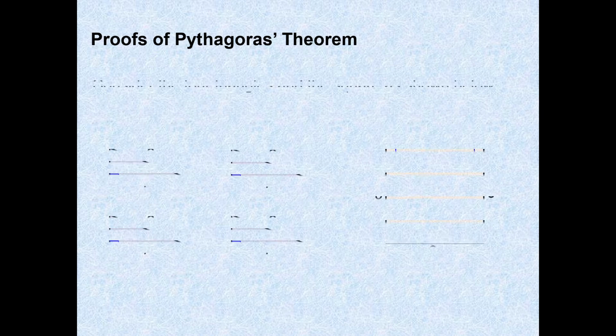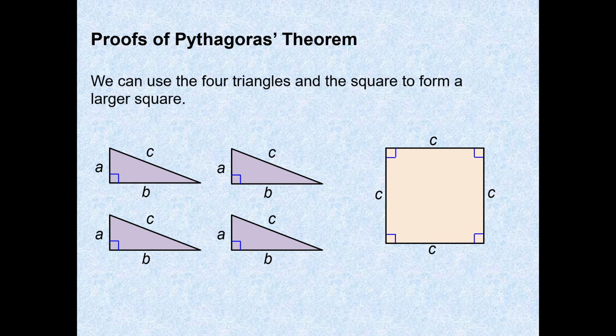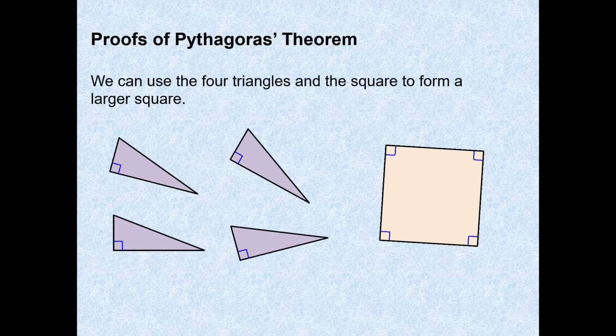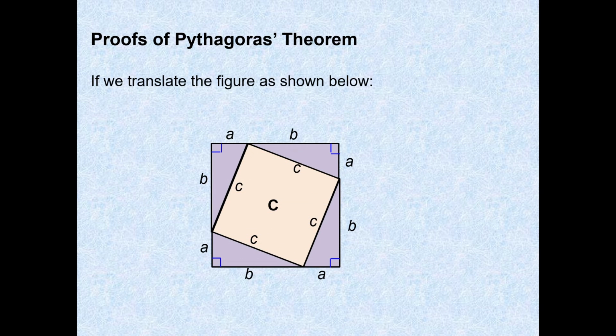So this is the Pythagoras theorem. Next we are going to show you how we can prove the Pythagoras theorem. Let's consider the four triangles and the squares as shown below. Now we can use these figures to form a larger square. And this is the larger square, right?